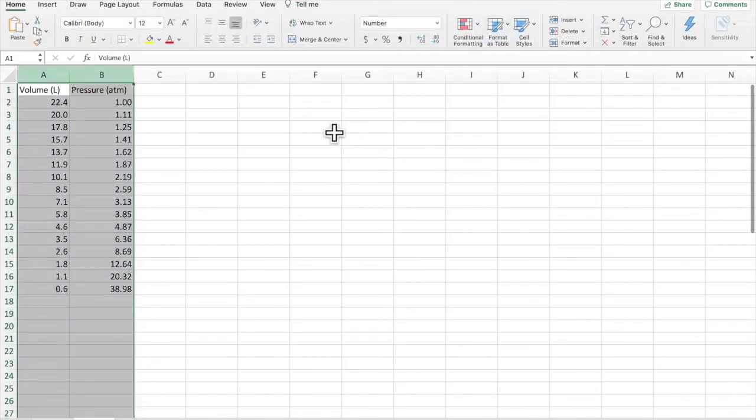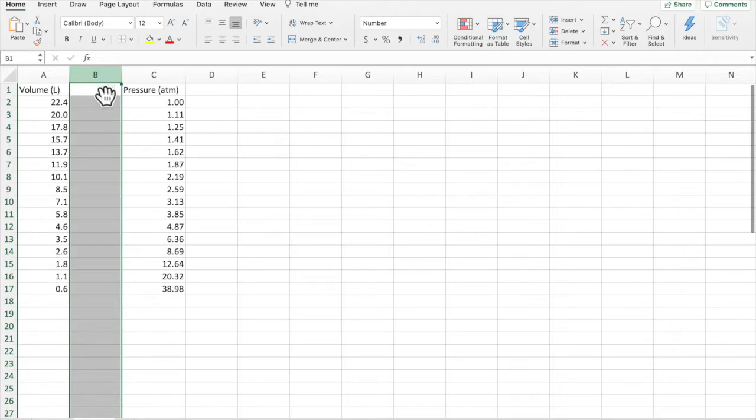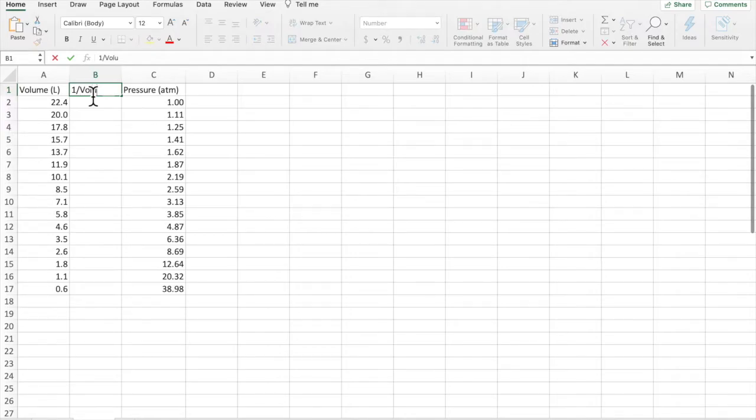So in order to then make that linearized graph, I'm going to insert another column. I'm going to select the B column, right click, and go insert. And that inserted a line of cells down here. I'm going to be taking the reciprocal of the volume, so the first thing I'm going to do is label my column. Specifically, I'm going to label this 1 over volume. And the unit for this is going to be 1 over liters.